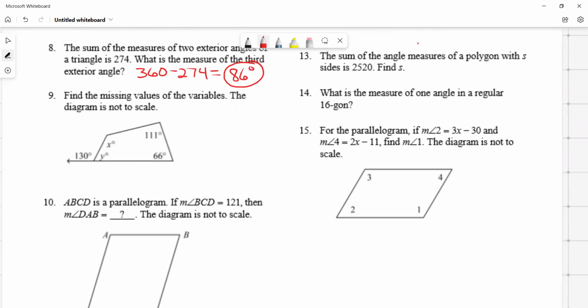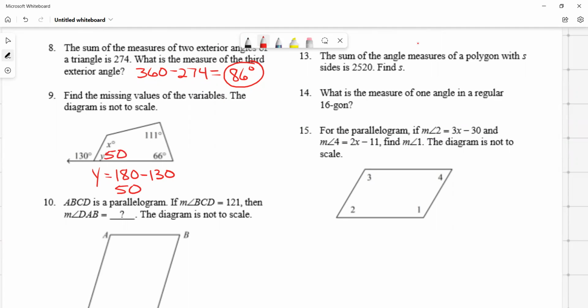All right, in number 9, you need to find x and y. First thing we're going to do is find y. So y is going to be equal to 180 minus 130, because those two are a linear pair. So y equals 50. So this angle down here is 50 degrees.